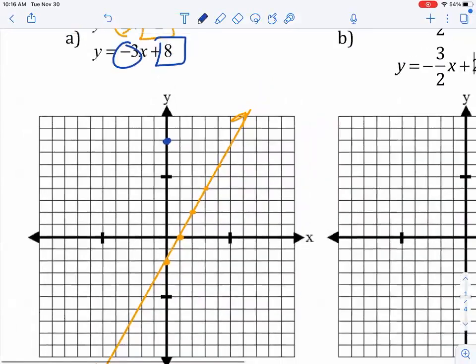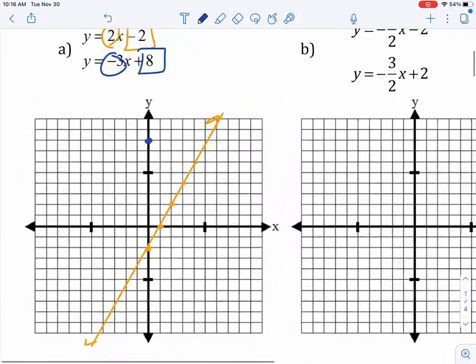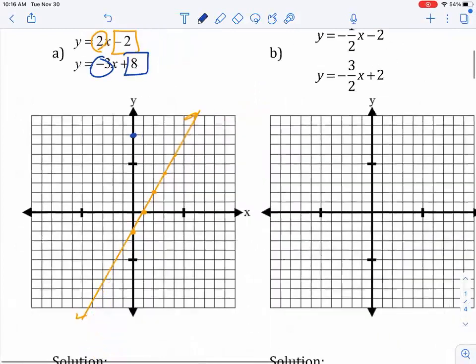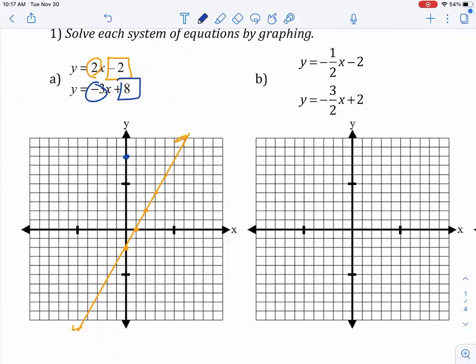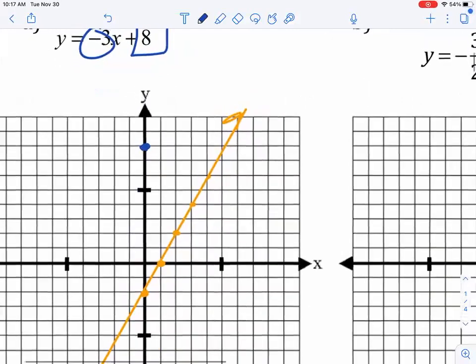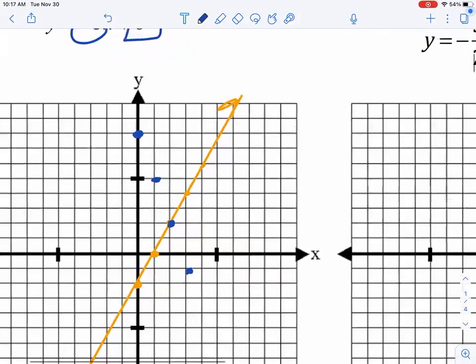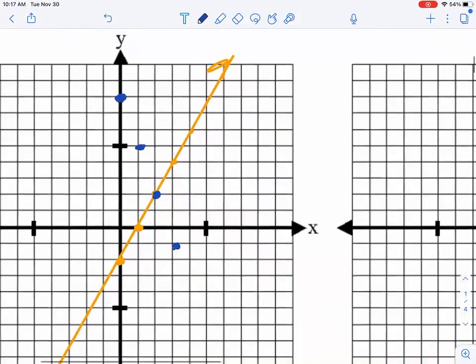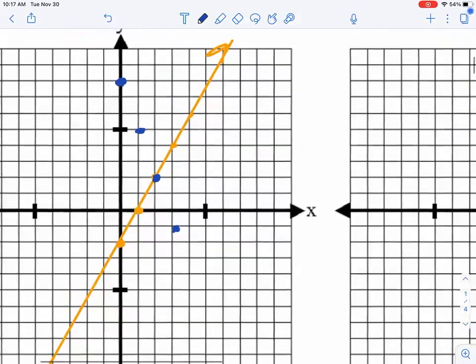Okay, sorry, my display is lagging just a little bit. So I put a dot at positive 8. Then I have a slope of negative 3. So I'm going to go down 3 and over 1. So I go down 3 and over 1. Then I'll go down 3 and over 1 and down 3 and over 1. And so if I do that a couple times, of course, these two lines intersect.